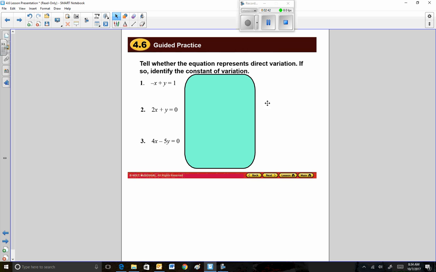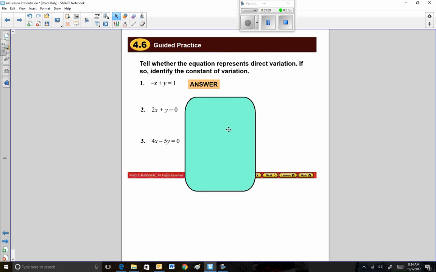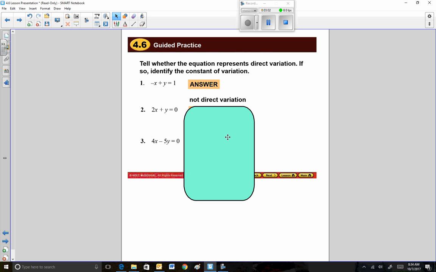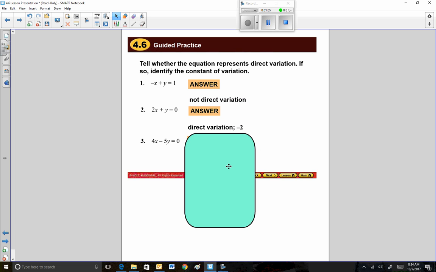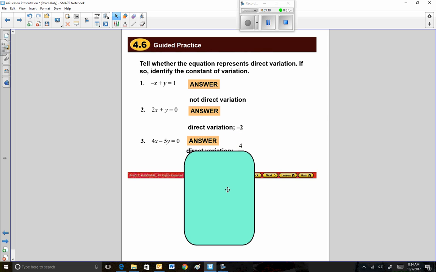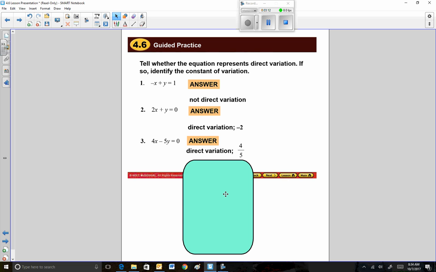Let's have you try these 3. Tell whether the equation represents direct variation. If so, identify the constant of variation. Pause your video and try these 3. Make sure you get them into slope-intercept. Welcome back. Let's see what you did. The first one is not direct variation. The second one is direct variation, and its constant of variation is negative 2. And the last one is direct variation, and the constant is 4/5. Show all your math for these, please.